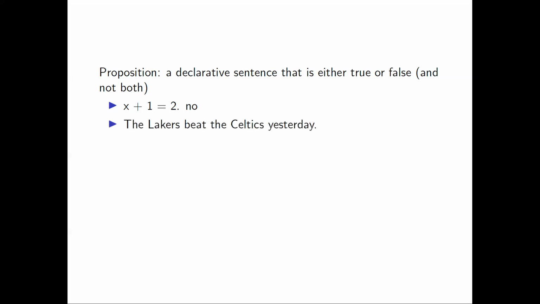Let's look at another example. The Lakers beat the Celtics yesterday. We saw on the last slide, this is a declarative sentence. And it's either true or false and not both of them, because it's true. The Lakers did beat the Celtics yesterday. So this is a proposition. What about this one? We have this math sentence from the last slide. We said that it was a declarative sentence. 2 plus 2 equals 5. And is it a proposition? Is it either true or false and not both? And the answer is that it is a proposition. It's false. It's definitely not true. So this satisfies the definition of a proposition.